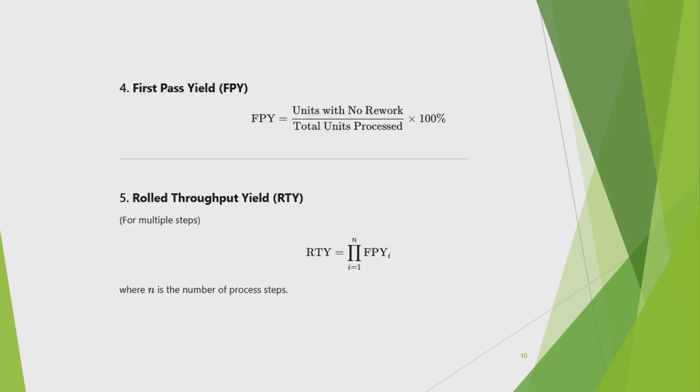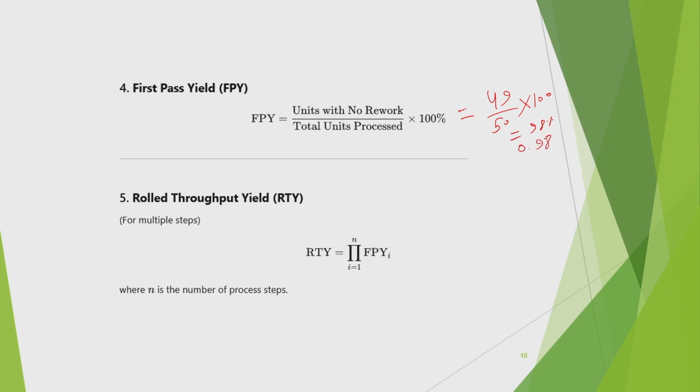Then we also define first pass yield, that means units with no rework divided by total units processed, into 100%. That is called first pass yield. Suppose I don't have to do rework; if I do rework, then it will not count. So suppose I made 50 units and 49 did not need any rework. So 49 divided by 50 into 100, and this becomes again 98%, or without percentage it is 0.98.